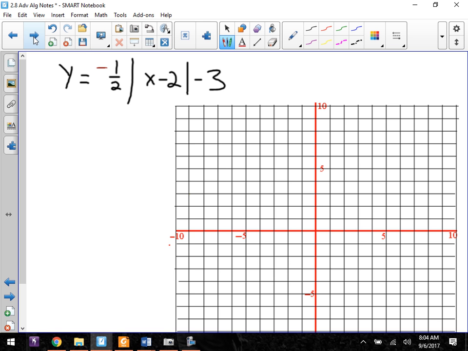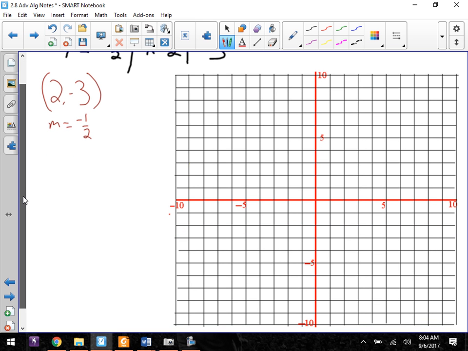Where do I start this one? 2, -3, good. And your slope is? So I start at 2, -3. Being negative means which direction is this going to open? It's going to open downward. Just go down 1/2. Down 1/2.